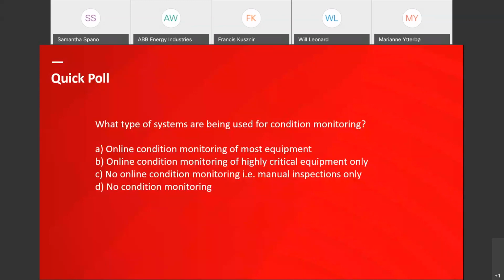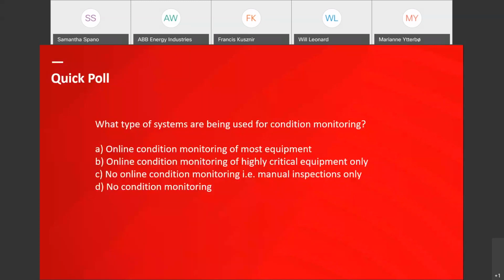Yeah, so here we see that almost or more than half has answered that you have online condition monitoring of highly critical equipment only. So there may still be potential to add extra access to data. But of course, this always has to be added if you think that it would be information that would be used to potentially change the maintenance plan.